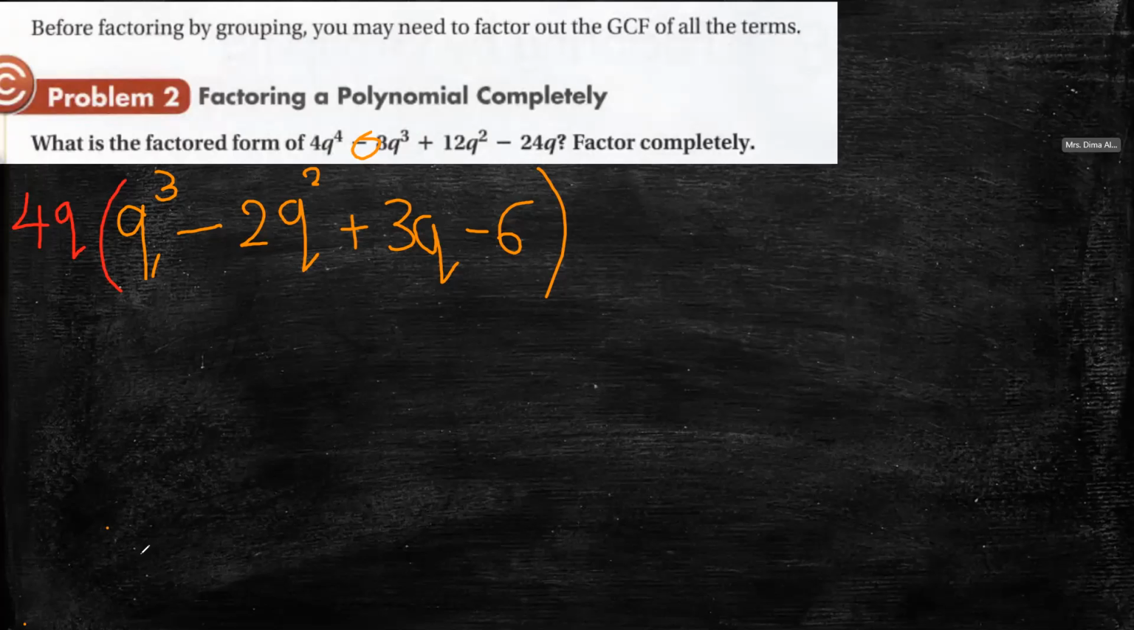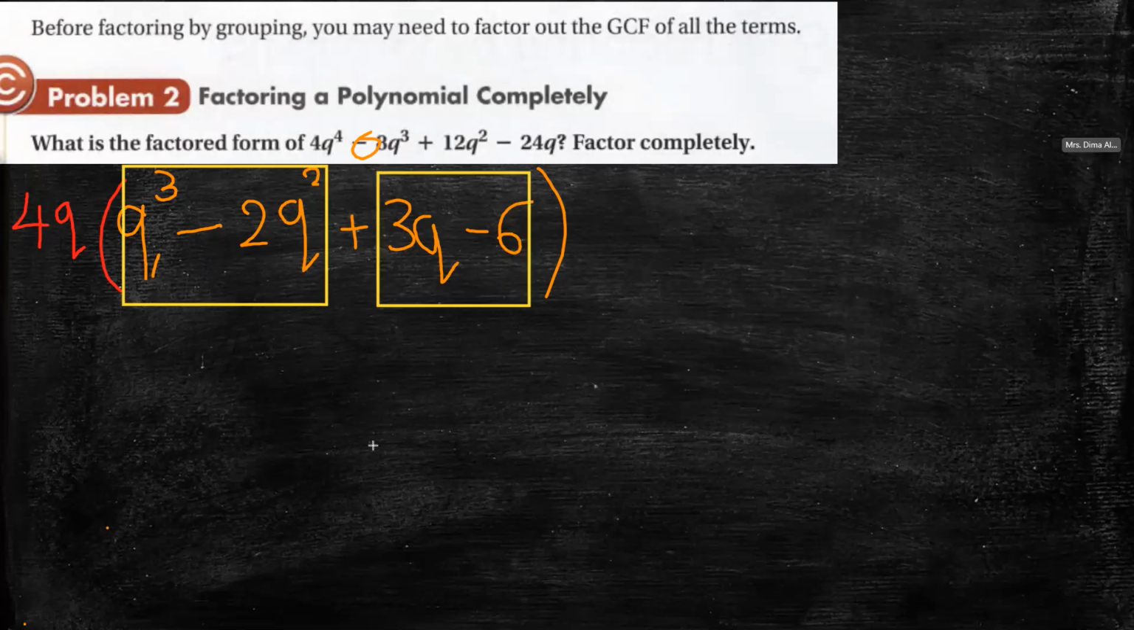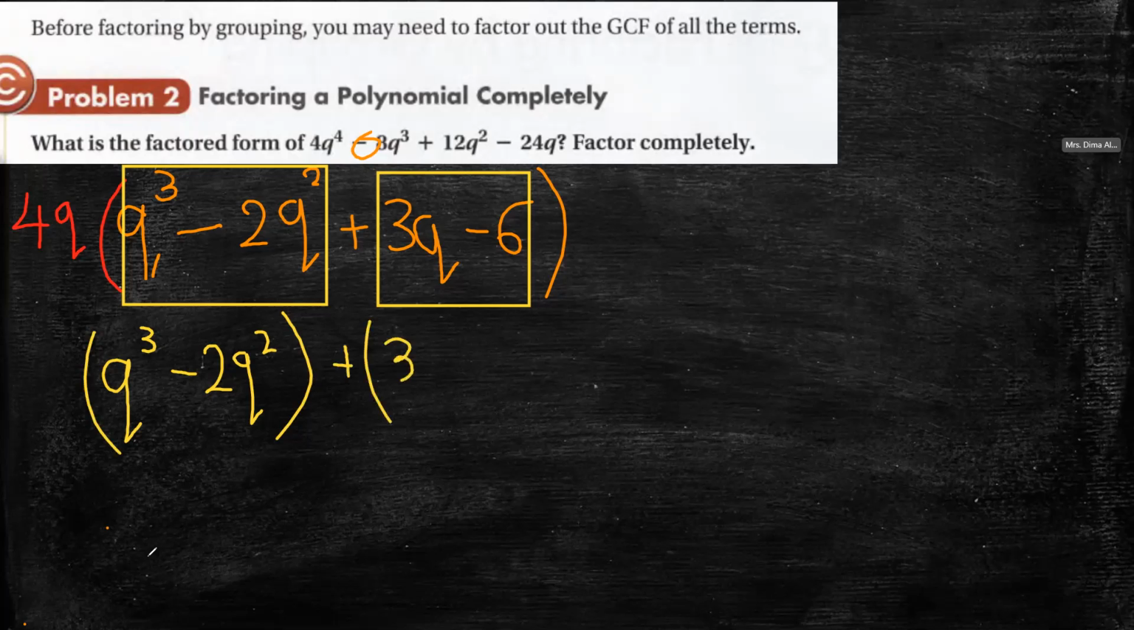The second step now. Let's now group them. Let's put them into two groups, this group and this group. So it's q cubic minus 2q squared plus 3q minus 6. And please don't forget the 4q that I wrote before. Then the second step here, let's now write this one here.